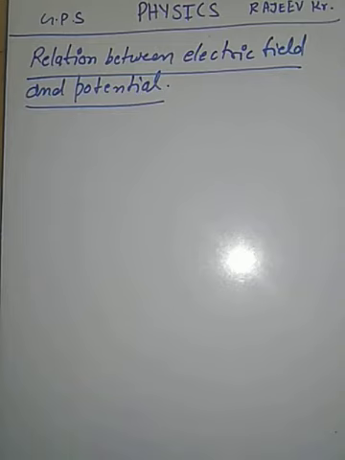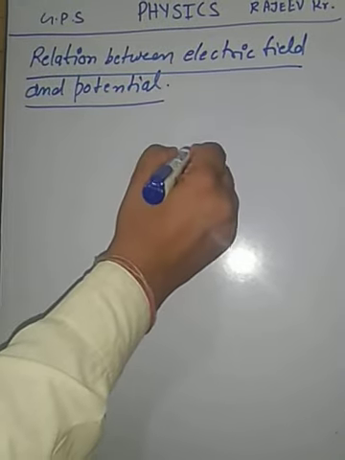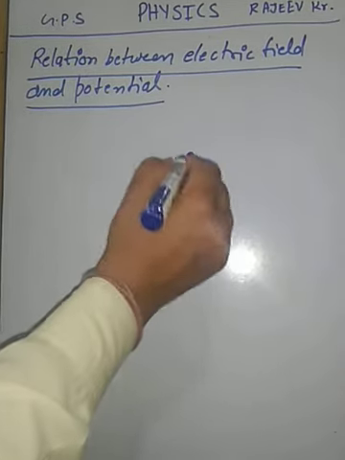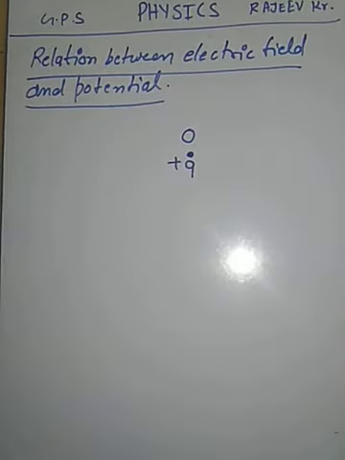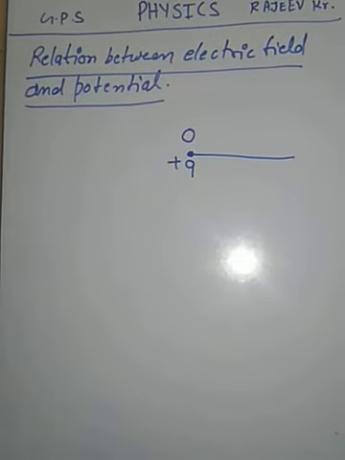In the previous video, I explained up to electric potential due to multiple charges. Now, I am going to discuss the next topic, that is, the relation between electric field and potential. To obtain the relation between electric field and potential, consider a charge plus Q at point O, due to which an electric field is existing around it.